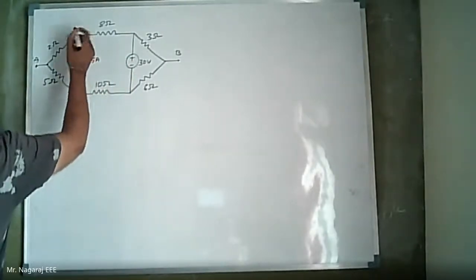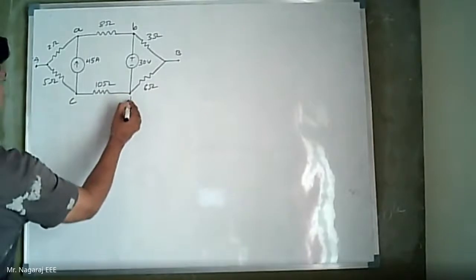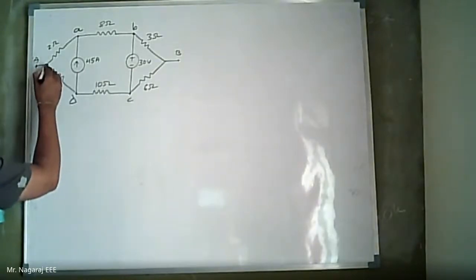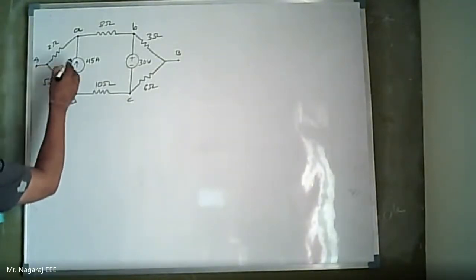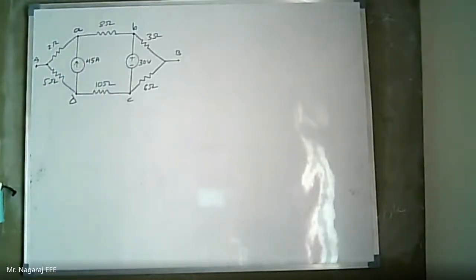Now let us name the nodes A, B, C and D. Now I have to shift this 45 ampere source across 2 ohm and 5 ohm such that the current enters at node A and exits at node D, and the current contributed at terminal A by this source should be 0. It means that it should enter and exit node A immediately. The same thing we did in the previous case.